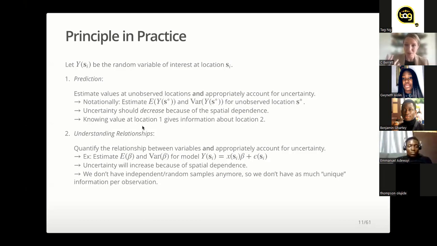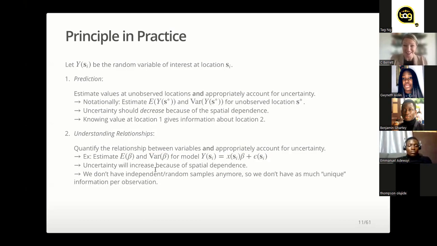So the other thing that we might want to do is quantify relationships. Often I really love to think about regression. If we think about our regression equation, y equals x beta plus some epsilon term, we might want to learn about beta. Quantifying or understanding relationships really comes in estimating beta, the expected value of beta, and then our uncertainty around beta.